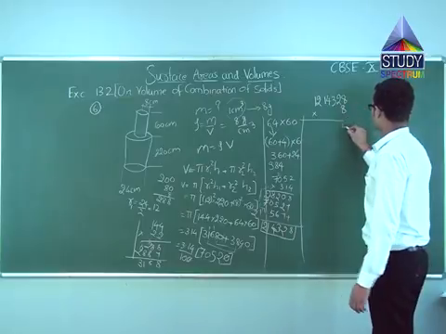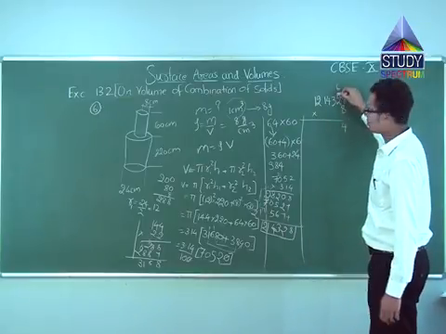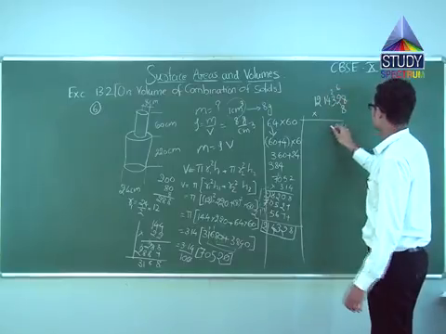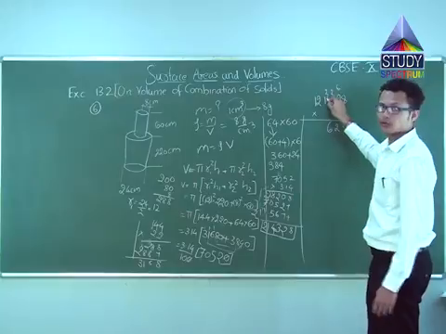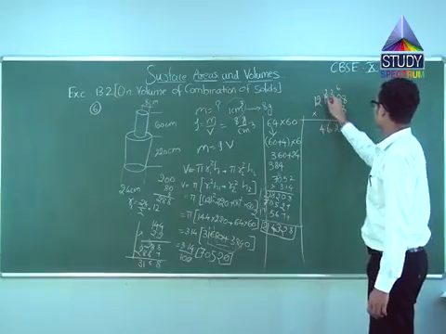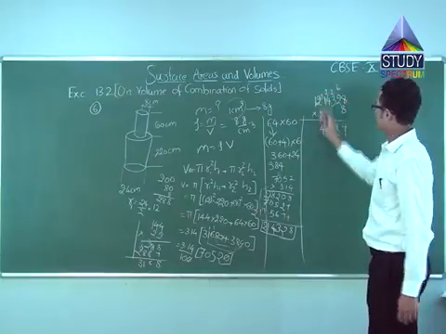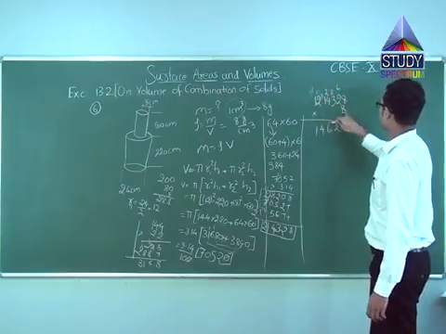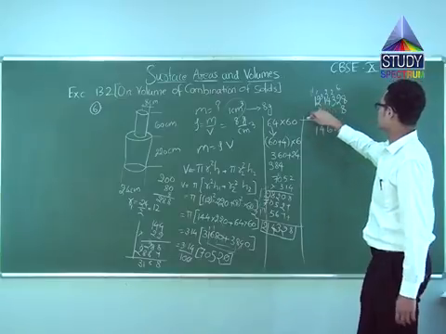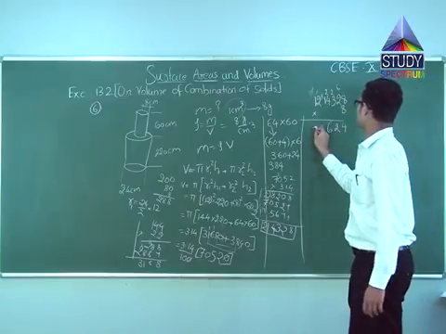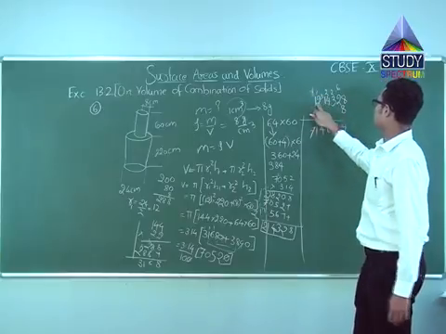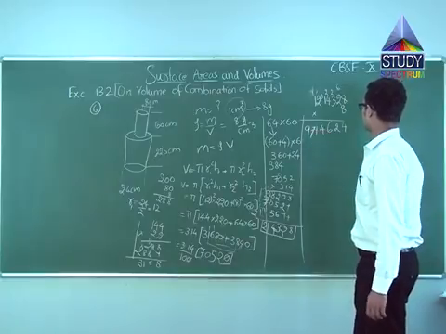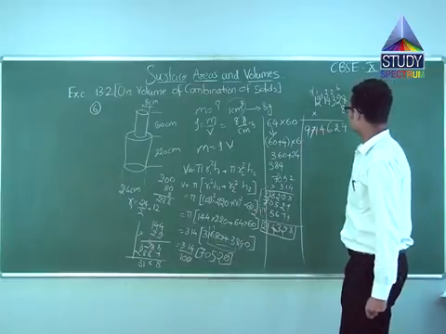8 times 8, 64, 4. 8 times 2 is 16 plus 6, 22. 8 times 3, 24 plus 2, 26. 8 times 4, 32 plus 2, 34. 8 plus 3, 11. Now this carry forward is here. 8 into 2 is 16, 16 plus 1, 17. Carry 1. 8 into 1 is 8, 8 plus 1, 9. The answer is 9,71,41,62 gram per centimeter.